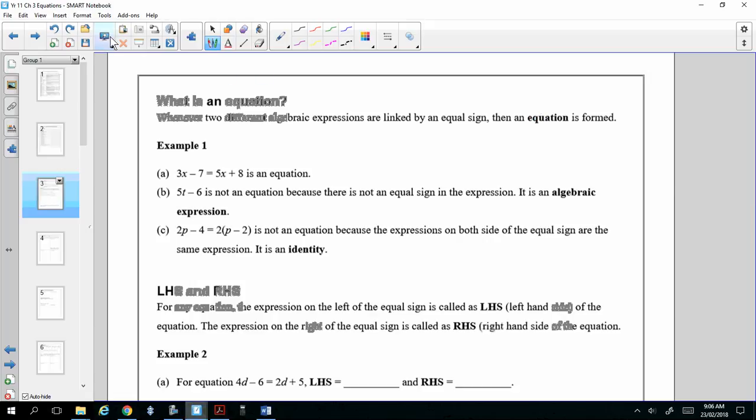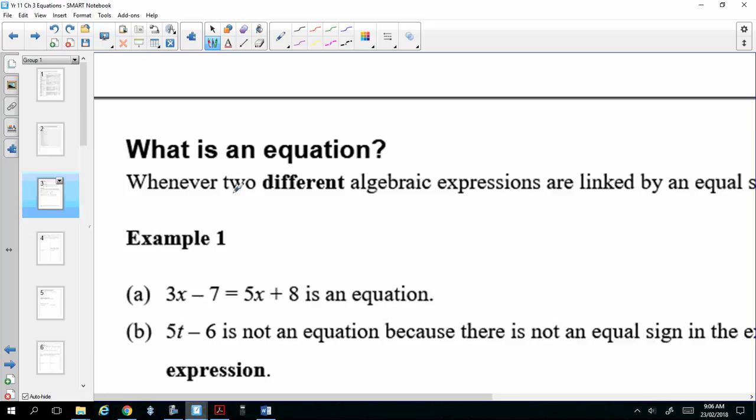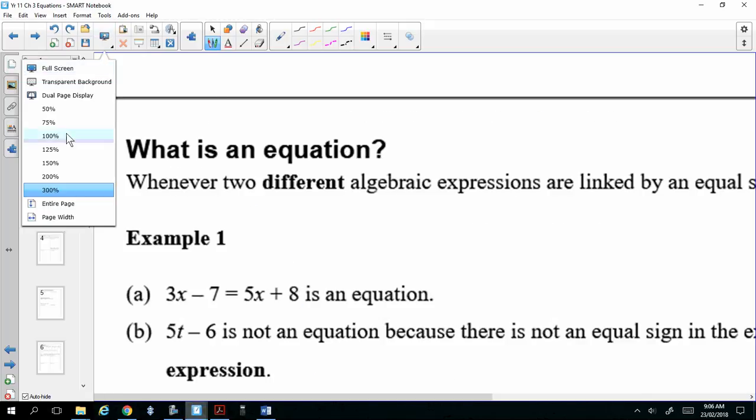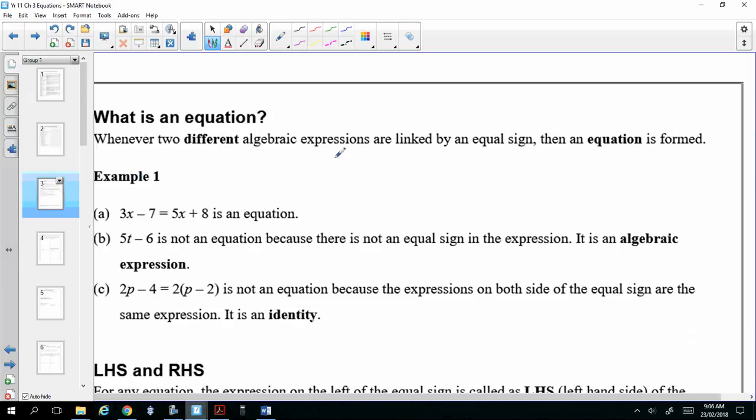So we'll first introduce what is an equation. An equation has got an equal sign. So it's two different things linked by an equal sign.